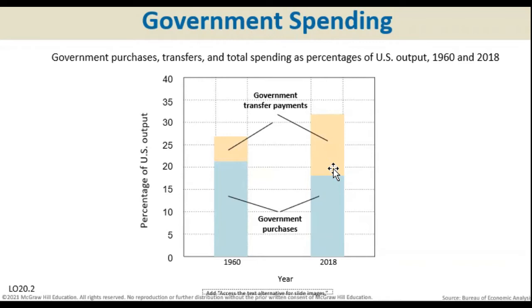So total government spending, purchases plus transfers, rose from almost 27% of US GDP to about 32%. But the breakdown is different. And this information is provided by the BEA, the Bureau of Economic Analysis.